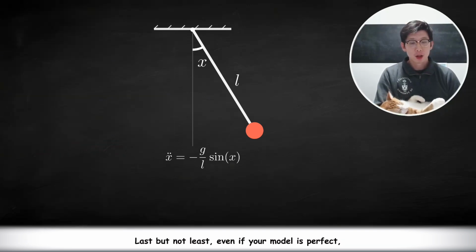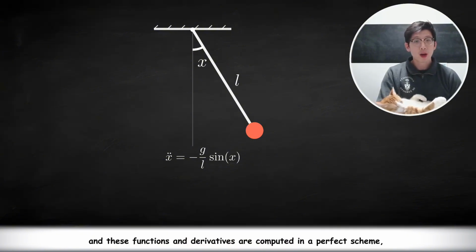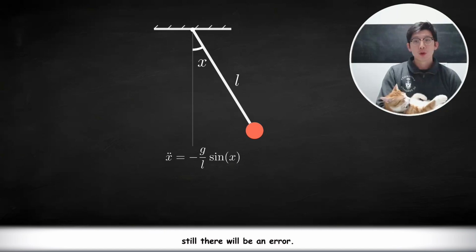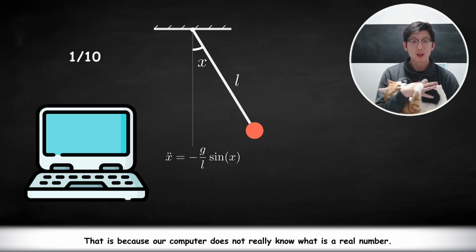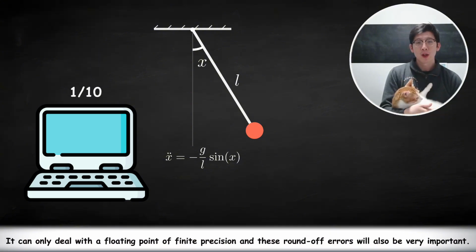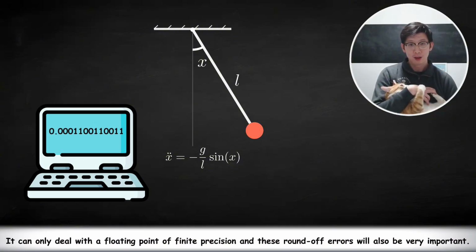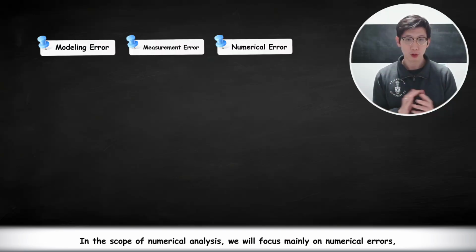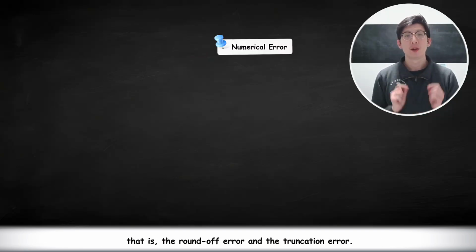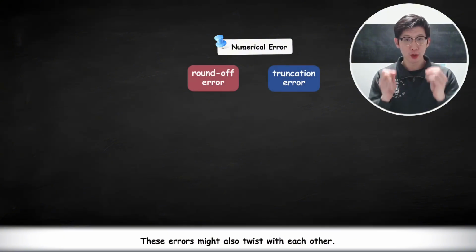Last but not least, even if your model is perfect, your measurement is perfect, and these functions and derivatives are computed in a perfect scheme, still there will be an error. That is because our computer does not really know what a real number is. It can only deal with floating point of finite precision. And these round-off errors will also be very important. In the scope of numerical analysis, we will focus mainly on numerical errors, that is, the round-off error and the truncation error. These errors might also twist with each other.